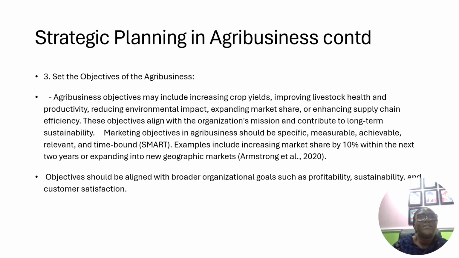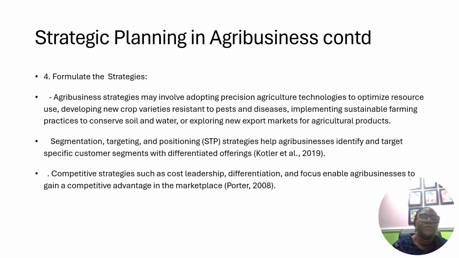Then you need to set the objectives of the agribusiness. Objectives set must be SMART. They must be specific, measurable, achievable, relevant, and time bound. The next is to formulate the strategies. Strategies have to be set in such a manner that they can be measured. Measurable strategies. Competitive strategies such as cost leadership, differentiation, and focus enable agribusiness to gain a competitive advantage in the marketplace.